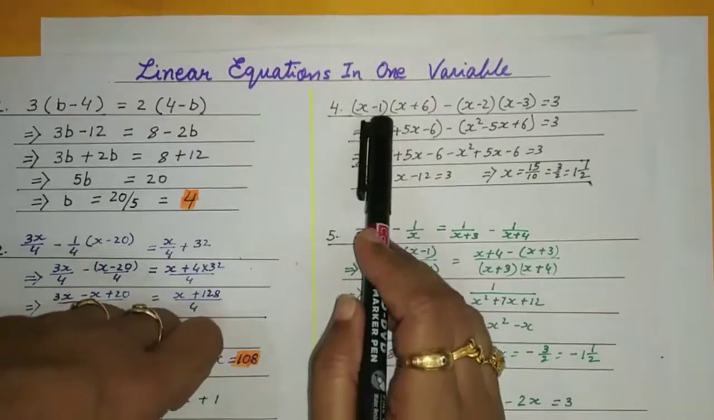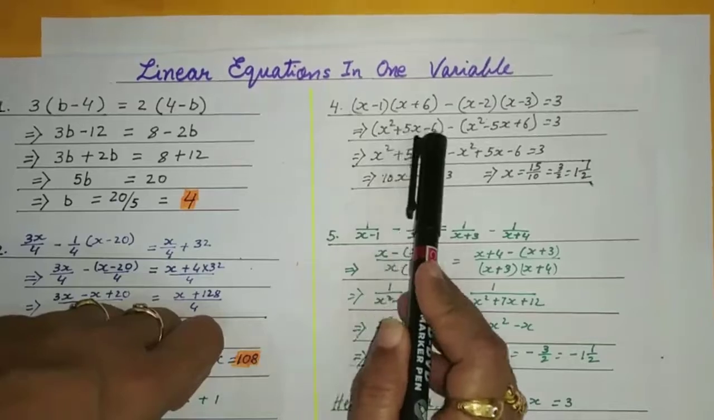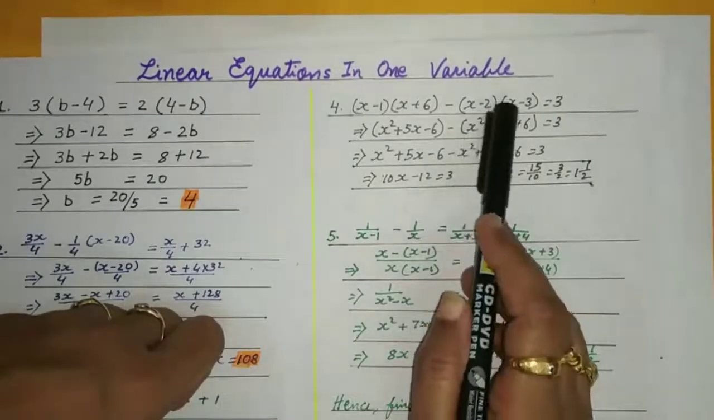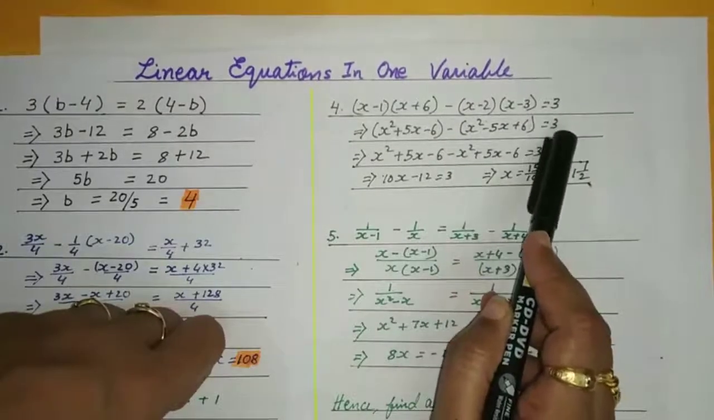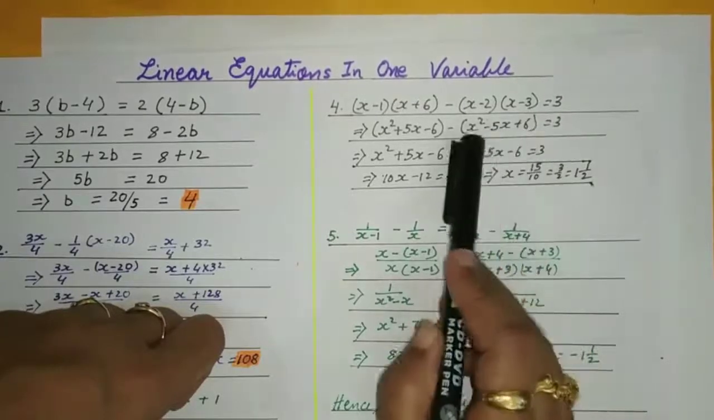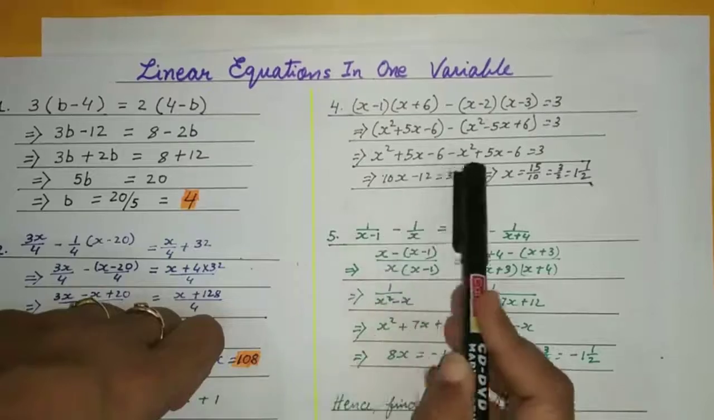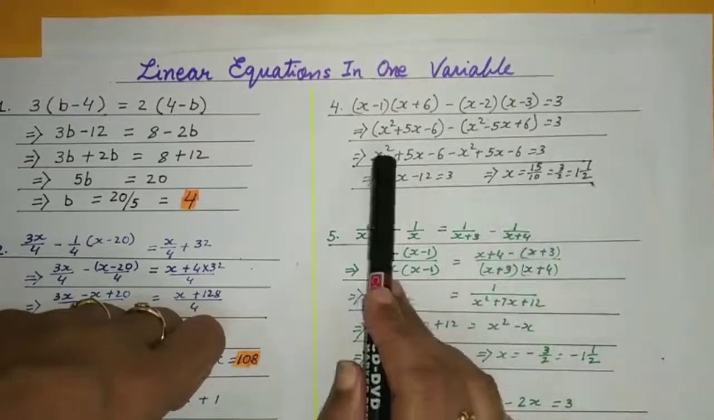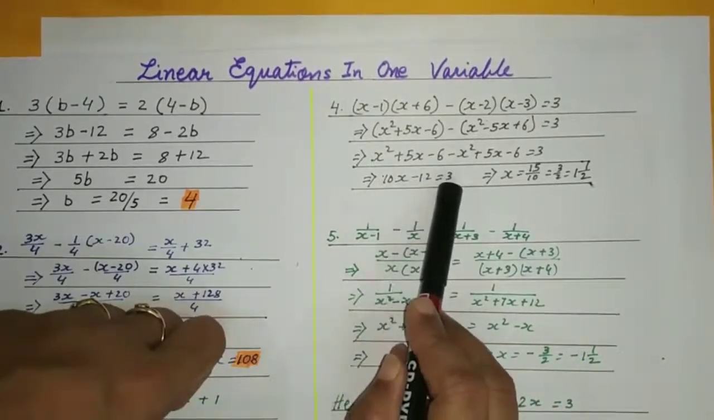Now (x minus 1) into (x plus 6) will give you x square plus 5x minus 6. How? I explained it just now. Then (x minus 2) into (x minus 3) is x square minus 5x plus 6, is equal to 3. After this, we open the bracket by changing the signs because there is a minus sign. So x square plus 5x minus 6 minus x square plus 5x minus 6 is equal to 3. x square and x square get cancelled. So you get 10x minus 12 is equal to 3.